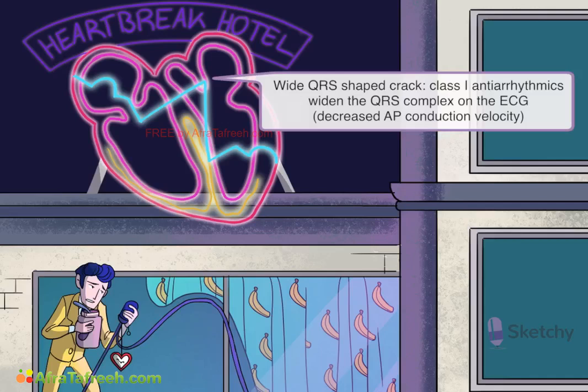Remember that type 1 antiarrhythmics all decrease the slope, or slow down the upstroke, of the action potential in the myocardium, and hence decrease conduction velocity of the action potential. On the ECG, this is seen as a widened QRS complex due to the increased ventricular depolarization time.